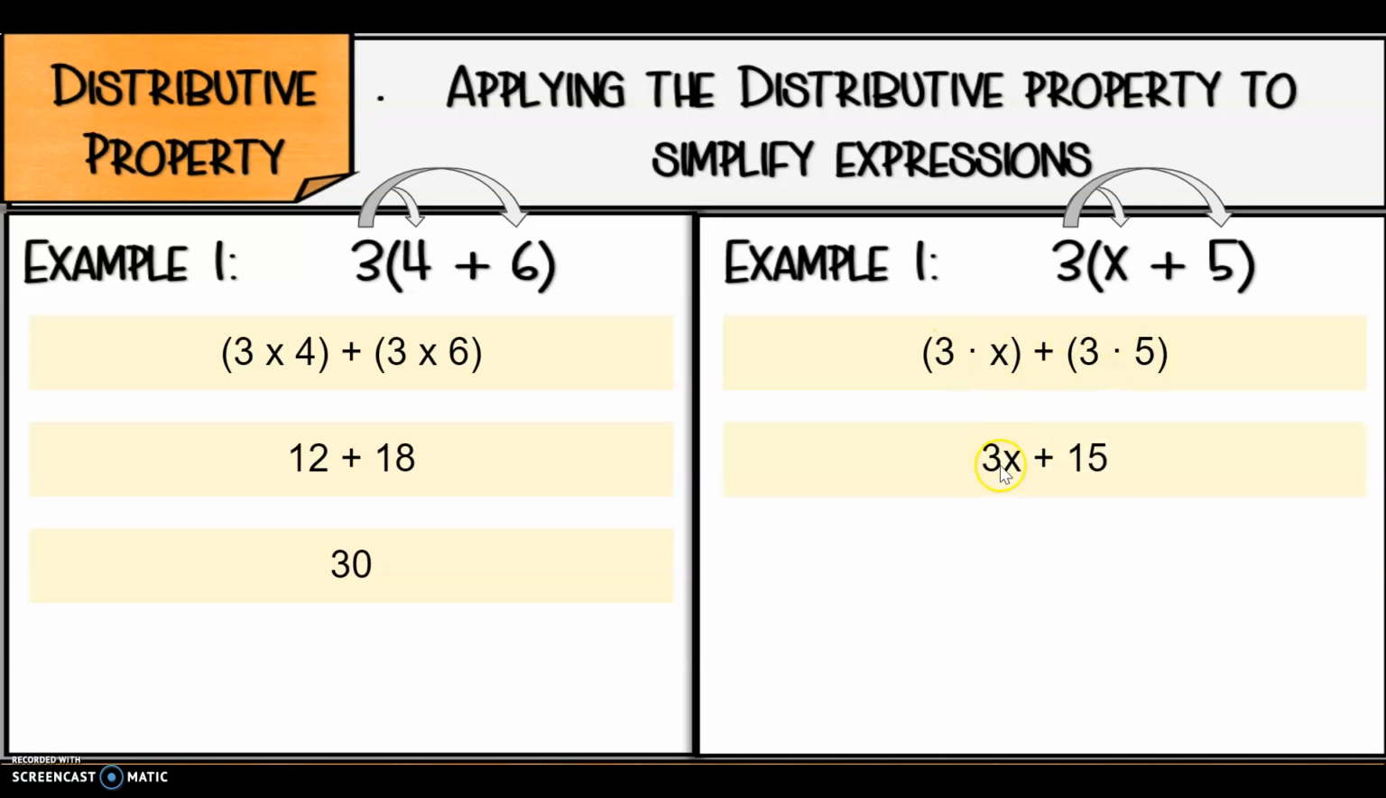So 3 times x equals 3x. You just put them together. And then we have our addition sign we bring down. 3 times 5 equals 15. This is the simplified expression. I cannot combine these anymore.